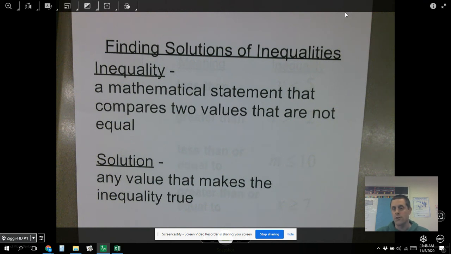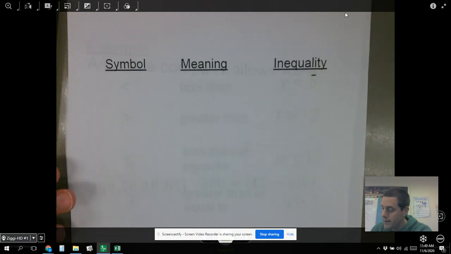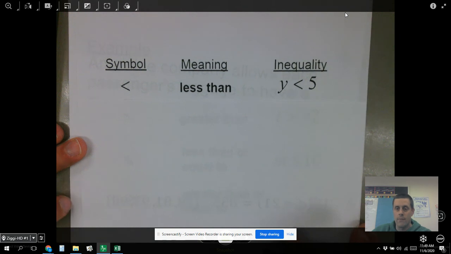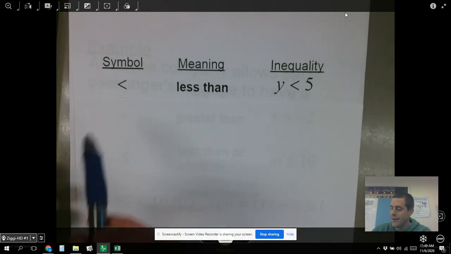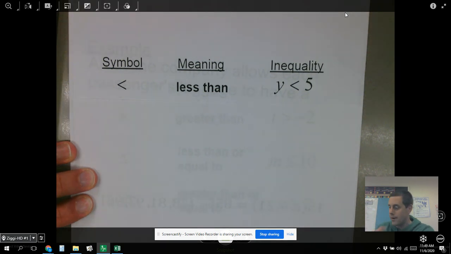Before we start solving inequalities and identifying solutions, I want to go over all of the inequality symbols with you. Some of them may be familiar to you, some of them may be brand new. Let's start with this one. It's a little arrow pointing to the left, and if you remember from previously in this school year, that means less than. But now we are going to get algebraic with it.